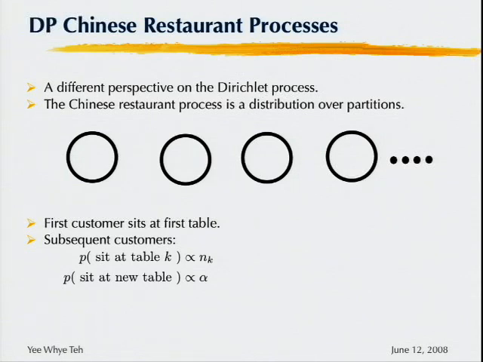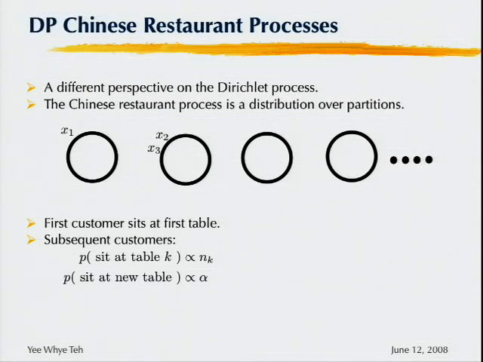To see how the Pitman-Yor process extends the Dirichlet process, we will be talking about the Chinese restaurant process. This Chinese restaurant process is basically a different perspective on the Dirichlet process, and it gives us a distribution over partitions. Okay, so now here's a different metaphor. We have multiple tables in our Chinese restaurant. In fact, we assume there's an infinite number of tables. Customers come in one at a time, and they sit around tables.